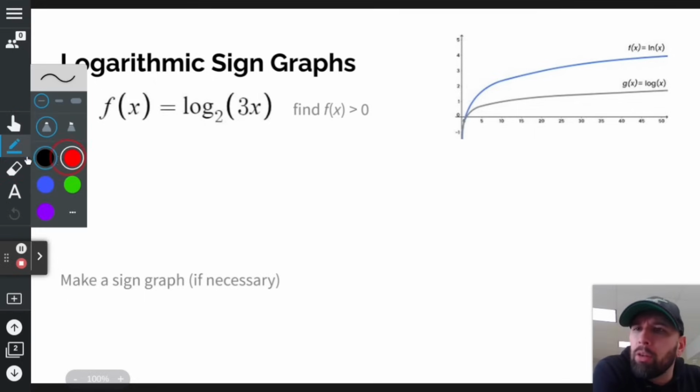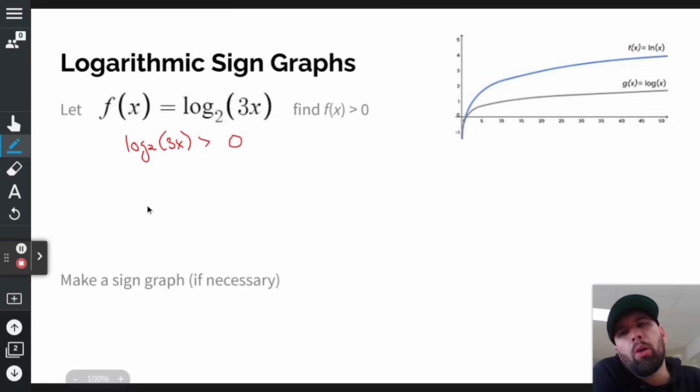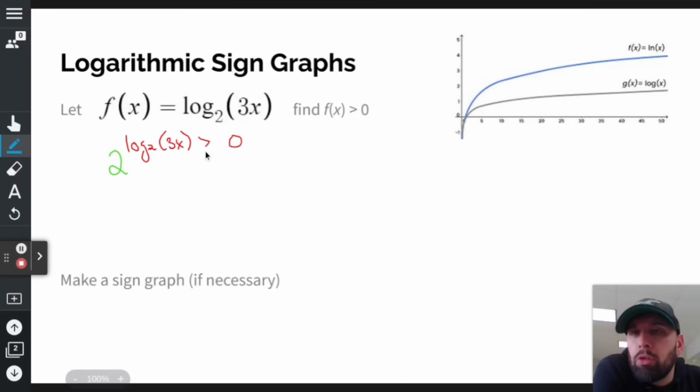Let's get a marker that actually works. So we have log base 2 of 3x has to be greater than 0. Let me scooch that over. Now, for me, it's difficult to navigate around logs, especially if I don't have a calculator on me. So what I'll do is I'll take 2 to the, where are we at, a ballet? That's my joke. If we take 2 to the log base 2, 2 to the log 2 just gives me whatever's left over here.